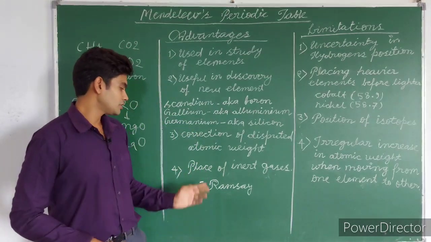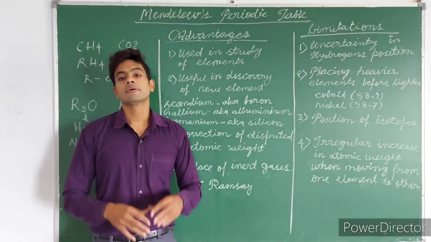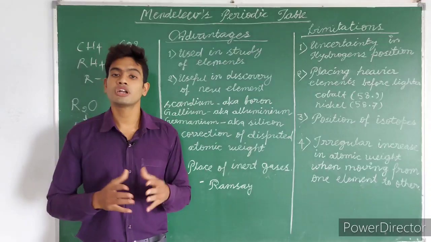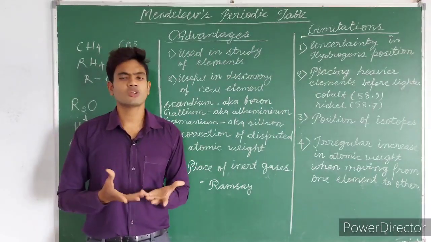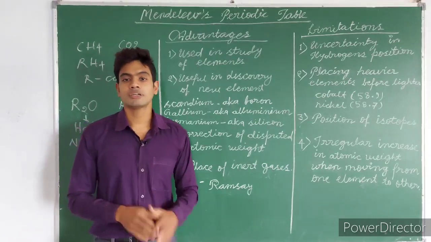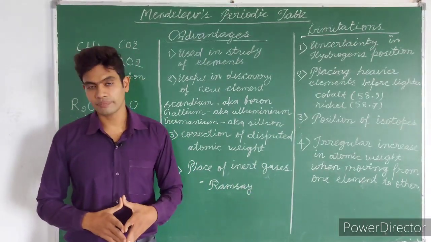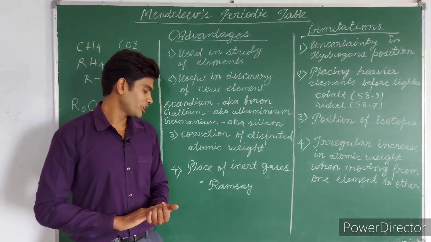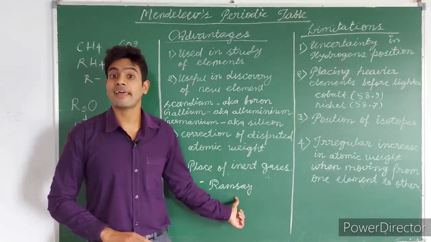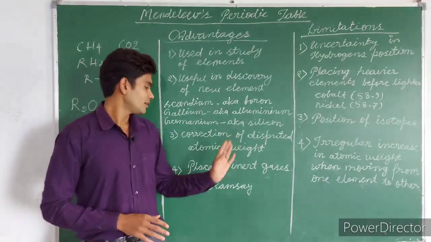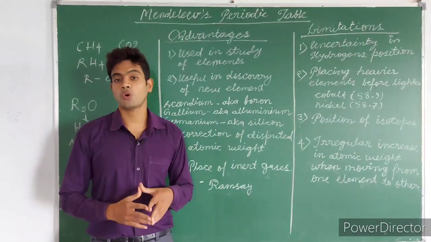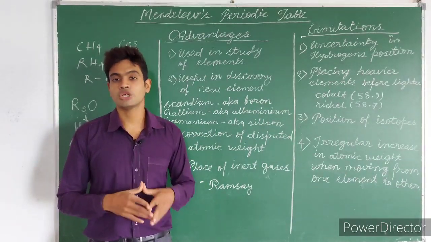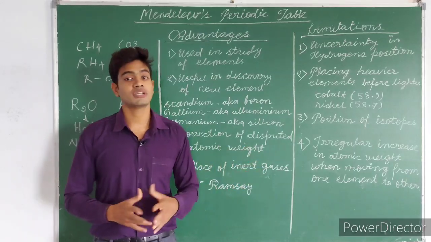The next achievement is the place for inert gases. Now see, Mendeleev's original periodic table did not have any place for inert gases like helium, neon and argon because they were not discovered at Mendeleev's time, but he had left the place for it as well. Now later, after their discovery, the scientist Ramsay inserted a new column which was called the zero group and accommodated all the inert gases which are also called noble gases. So this was another achievement of Mendeleev's periodic table.